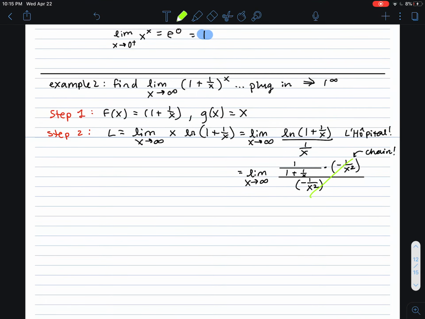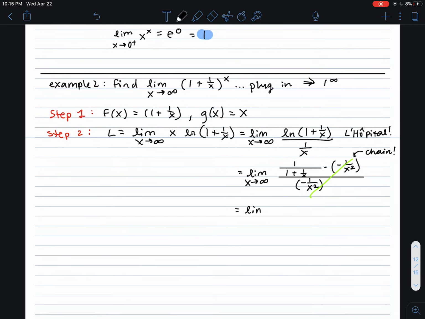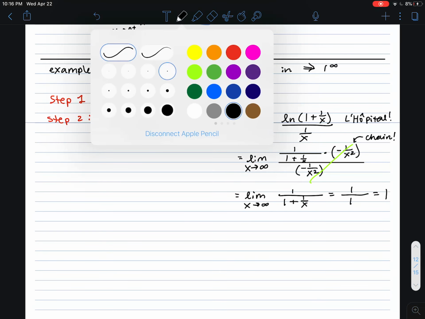So these cancel, and we get that this is equal to the limit as x goes to infinity of 1 over 1 plus 1 over x. Once we plug this in, we don't need to write the limit anymore. The limit as x goes to infinity of 1 is just 1, and the limit as x goes to infinity of 1 plus 1 over x is 1 plus 0, which again is just 1, so our limit is 1.